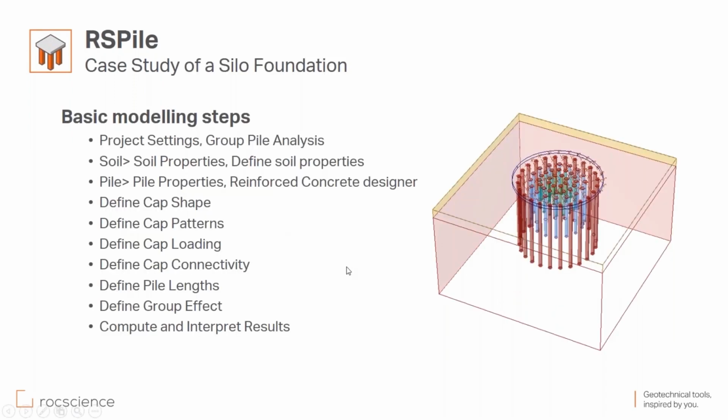So here are the basic modeling steps. We shall go through the project settings, as Clarissa explained just a little bit ago. So we will talk about the soil properties, then the pile properties, and define the pile cap. Then we will apply the loading and the pile patterns and the pile connectivities to the pile cap, and define the pile lengths and orientation, apply the group effects, and compute and get our results.